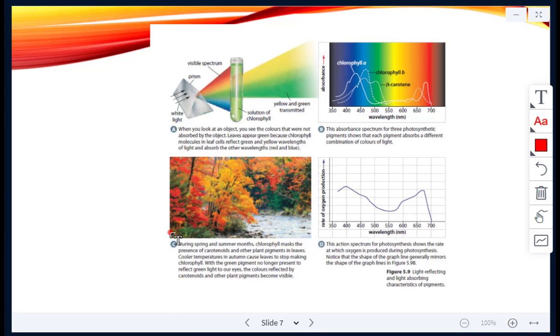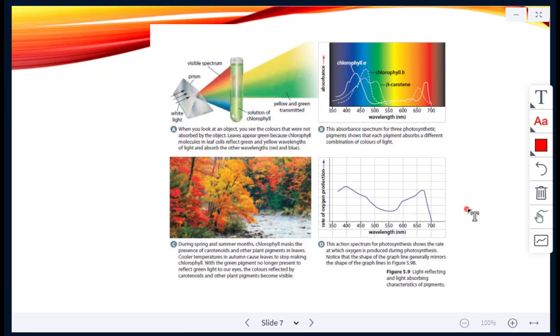Here in picture C, we can see during spring and summer months, chlorophyll masks the presence of carotenoids and other plant pigments in leaves. Cooler temperatures in autumn cause leaves to stop making chlorophyll. And then with that green pigment no longer present to reflect green light to our eyes, the colors that are reflected by carotenoids and other plant pigments become visible. And then we start seeing like reds and oranges and yellows.